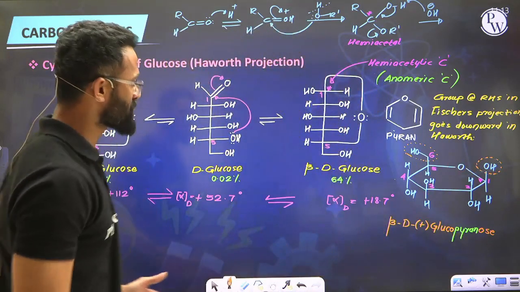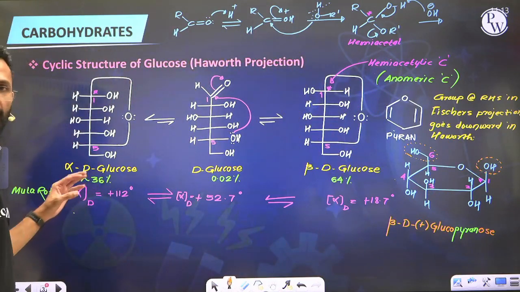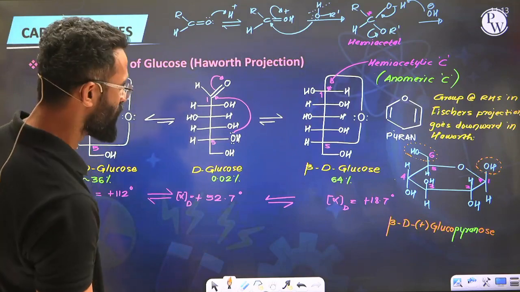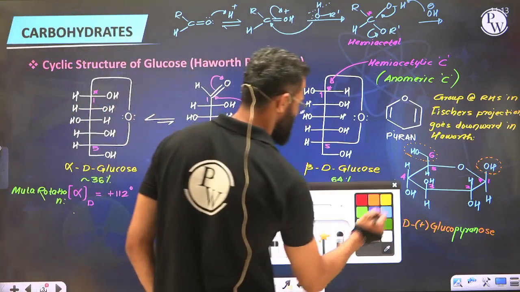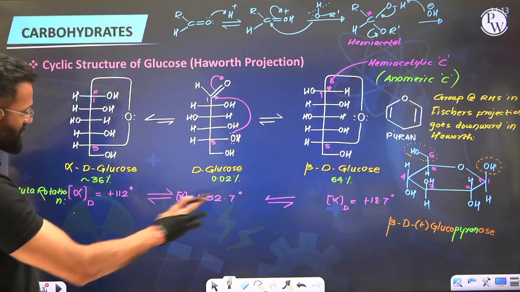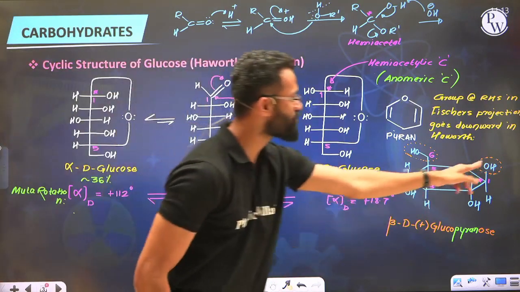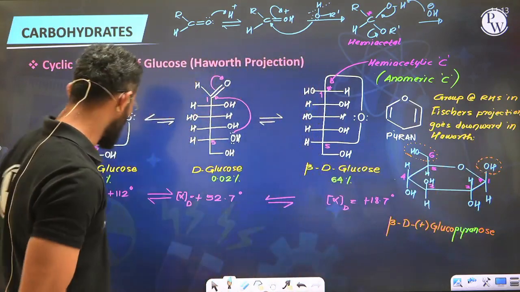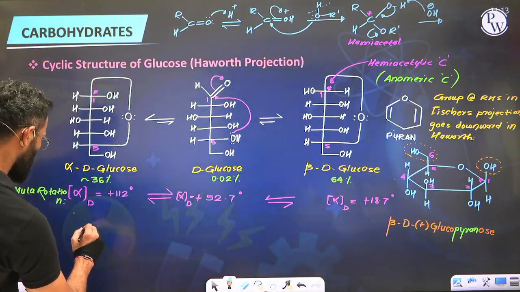Similar to this, suppose you want to draw the Haworth projection of alpha-D-glucose, how are we going to do it? Well, alpha-D-glucose, I'll put it down here. Since you know beta, the only difference in alpha is that the OH will come down at carbon number 1 and H will go up. Rest everything remains the same. So see how quickly we draw it.